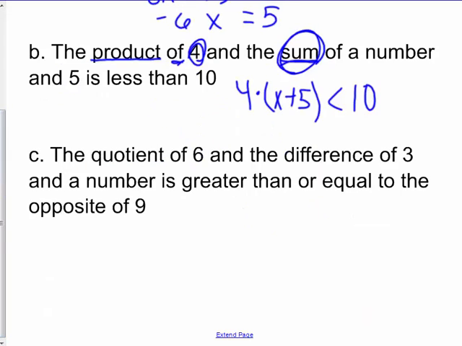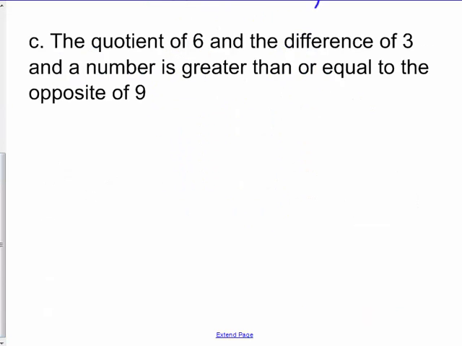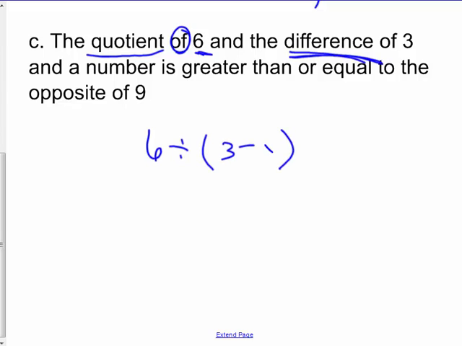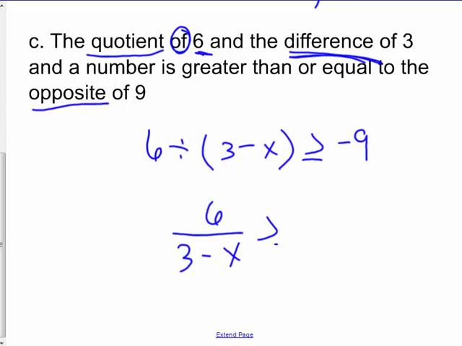So the last one, see here, the quotient. Quotient means divide. What two things am I dividing? 6 and the difference. Okay, so 6 is going to go on the left side, so I'm dividing. There's my prepositional phrase: 6 and the difference. Well, what's the difference? The answer I get when I subtract. So there's my subtraction. What two things am I subtracting? 3 and x. Is greater than or equal to? So I'm going to use that inequality and the opposite of 9. Well, the opposite of 9 is a negative 9 there. Now, one other way I could write it would be 6 over 3 minus x greater than or equal to negative 9. Either way would be fine.